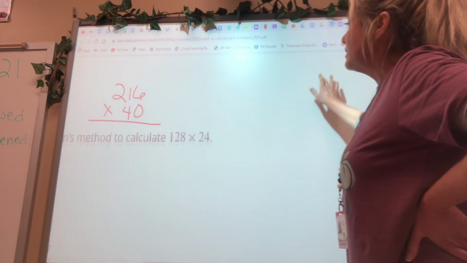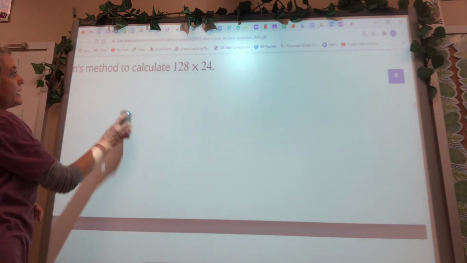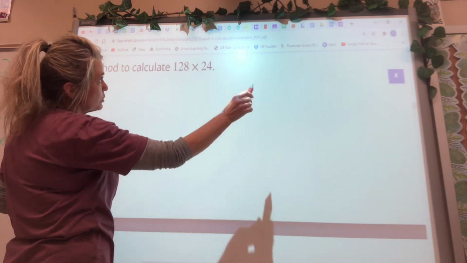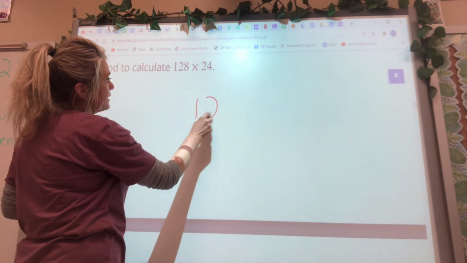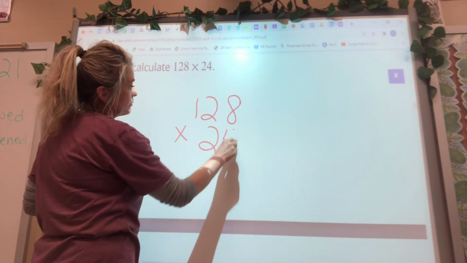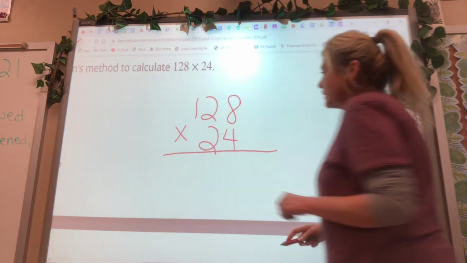Okay, and then it says, use Lynn's method to calculate 128 times 24. So it's written across, so we always want to stack. Put the largest number on top. Okay, and then we start with the ones place.